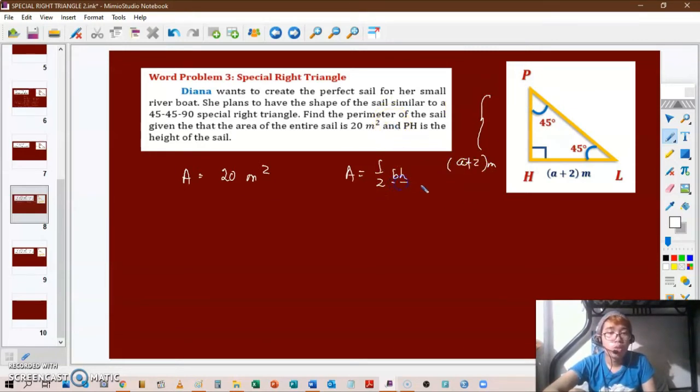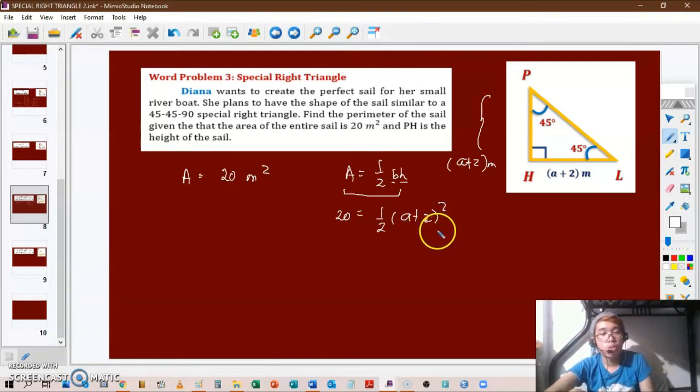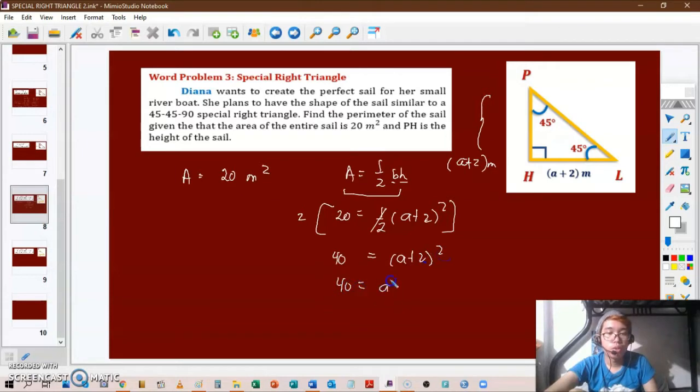So now we can solve for the value of A by using the formula for the area of a triangle. This gives us 20 is equal to 1/2 multiplied by (A plus 2) squared, because A plus 2 times A plus 2 gives you (A plus 2) squared. Multiply both sides by 2 to cancel 1/2, and we get 40 is equal to (A plus 2) squared. Therefore 40 is equal to A squared plus 4A plus 4, because 2A plus 2A is 4A.